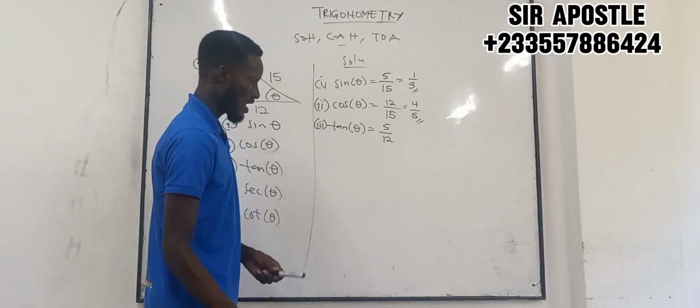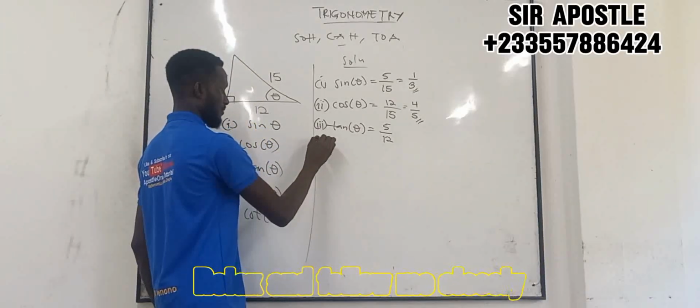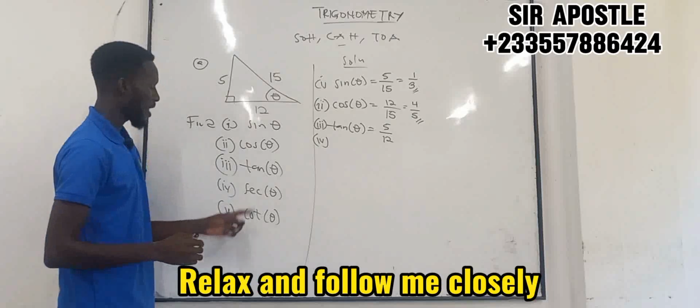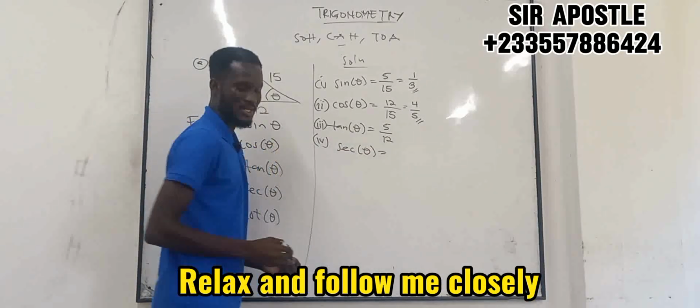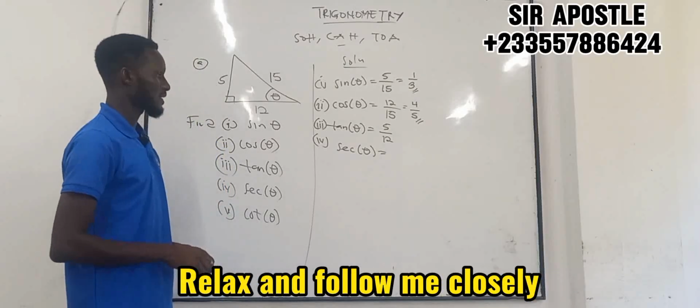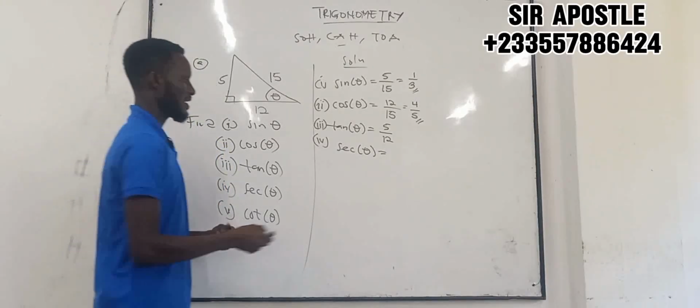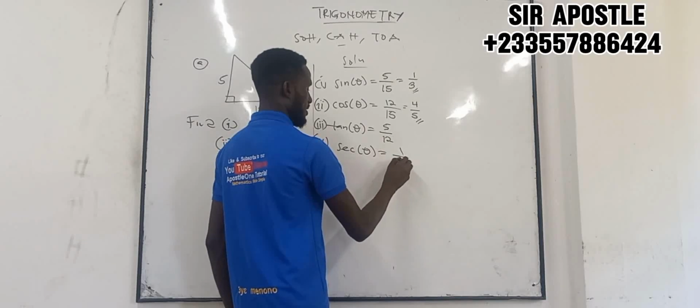Yes. Now let's move to the next one. We have our sec theta. Now what is our sec theta? What is sec? Sec theta. Sec is 1 over cos theta.